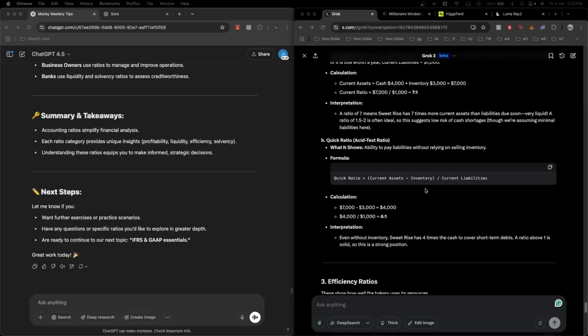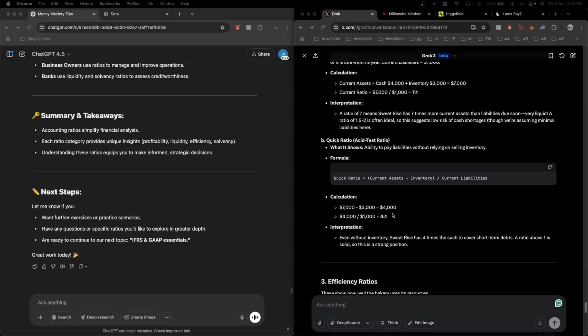Here's the calculation. So we have current assets of $7,000, which includes our cash and inventory, minus the inventory cost, which is $3,000, which gives us $4,000, which is our cash, right? So applying this into the quick ratio, we have $4,000 for current assets minus inventory divided by $1,000 for our current liabilities, which gives us a ratio of 4 to 1.